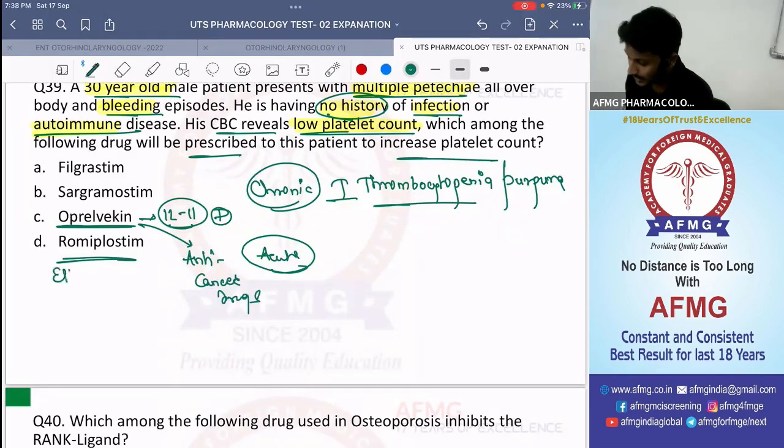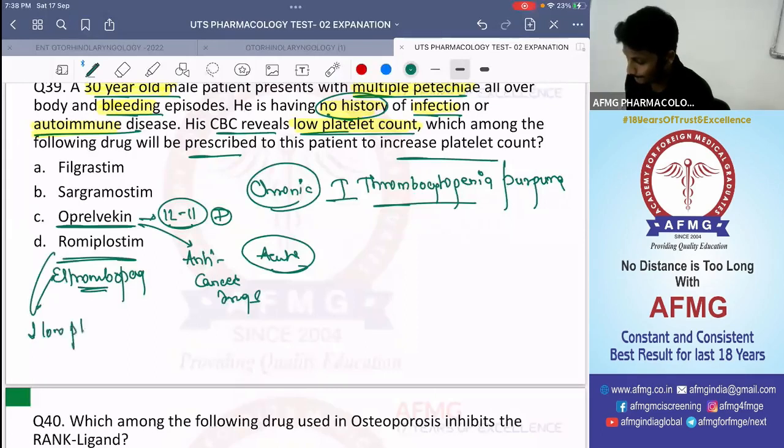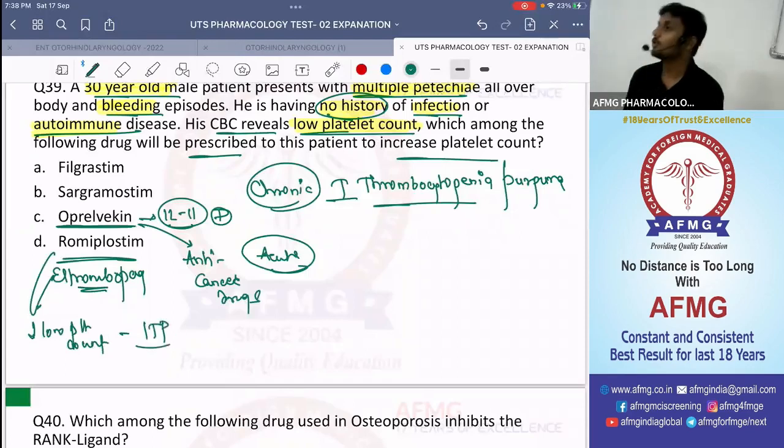Whereas romiflostim, and second is eltrombopag. It has thrombo in its name, so I didn't include it. So romiflostim and eltrombopag are usually used for thrombocytopenia, that is low platelet count due to ITP. No issues with this, anybody?